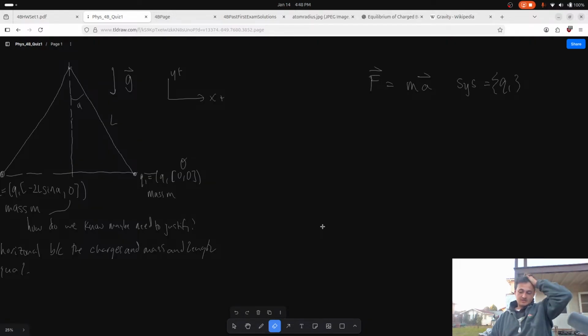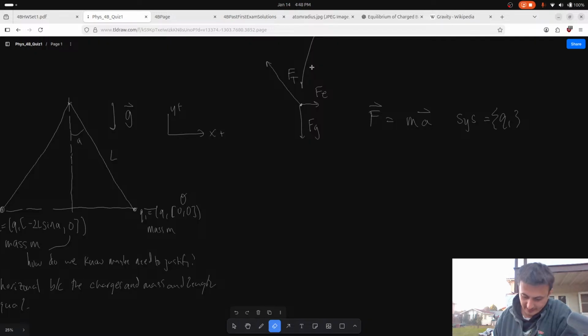Okay, so what are the forces? Let's do the forces. So this is Q1. We're going to actually clean that up. Okay, so we're going to have a force going this way called FT. Then we're going to have a force going this way called FE. And then a force going this way called FG. These are the three forces.